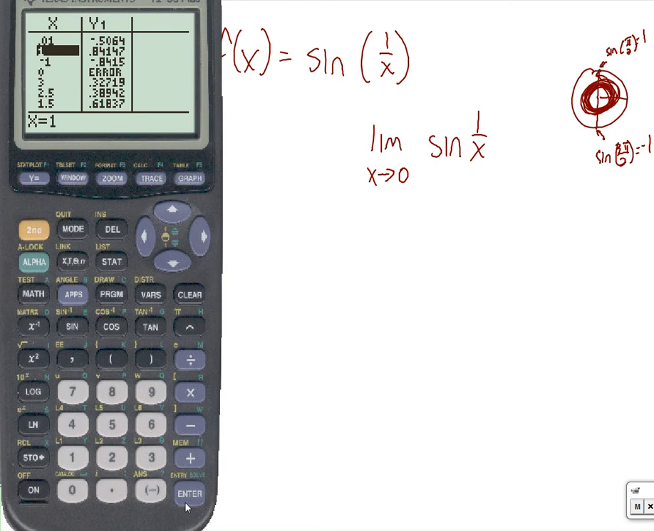Okay, -0.5064. So maybe we're getting close to a negative half. If I get even closer to zero, and the limit is -1/2, I should see a number even closer to -1/2. Let's try it. What's closer to zero than 0.01? Okay, forget -1/2. It's not getting close to -1/2.